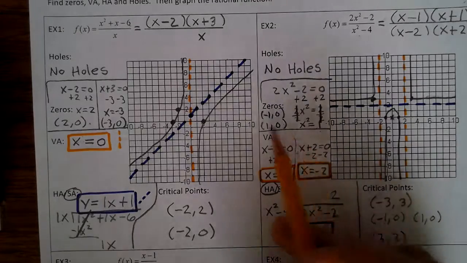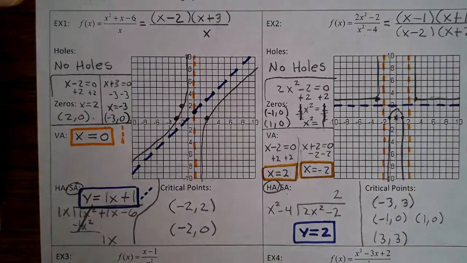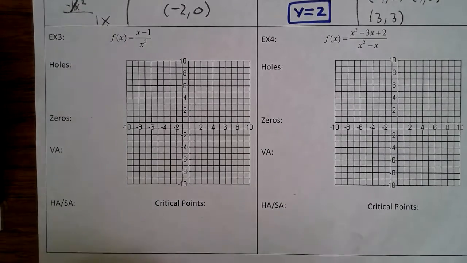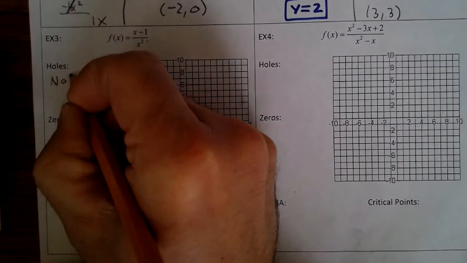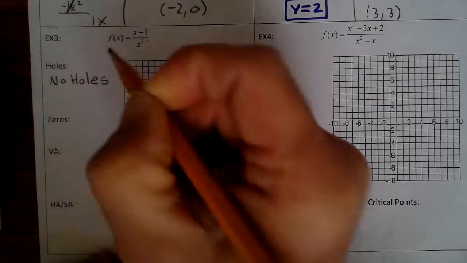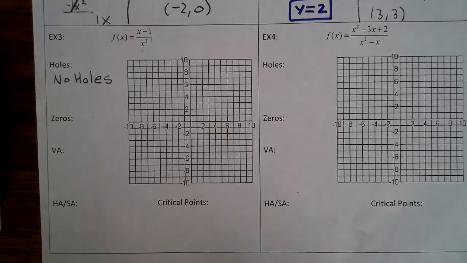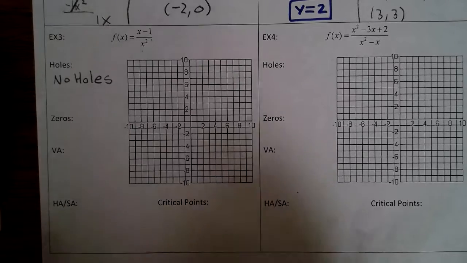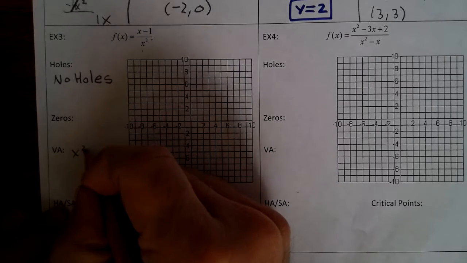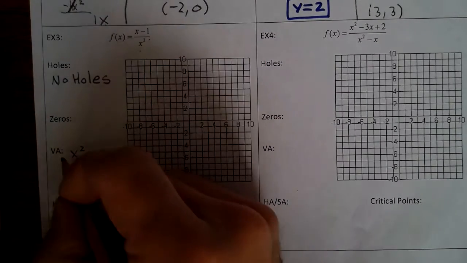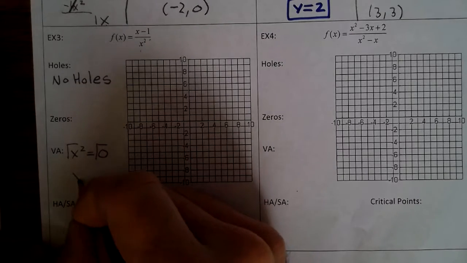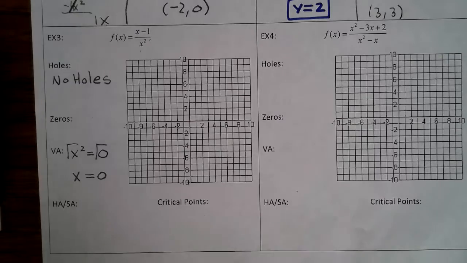Here the first step is to factor. There's nothing you can factor. Nothing becomes 1, so there are no holes. The next step is to find the vertical asymptote. To do that, we set the denominator equal to 0, so that's x squared equals 0. We square root both sides. So x equals 0 is our vertical asymptote.